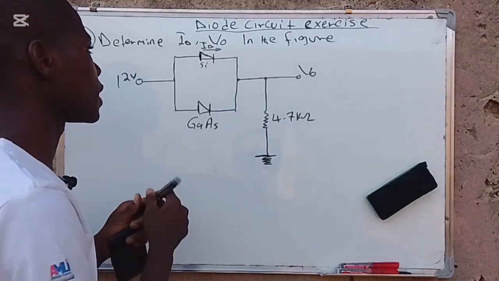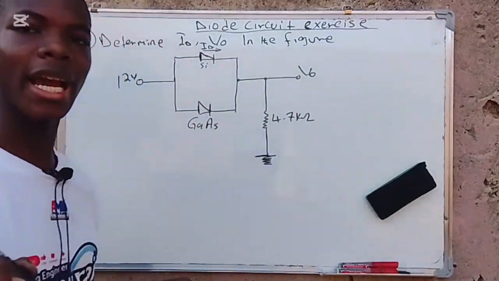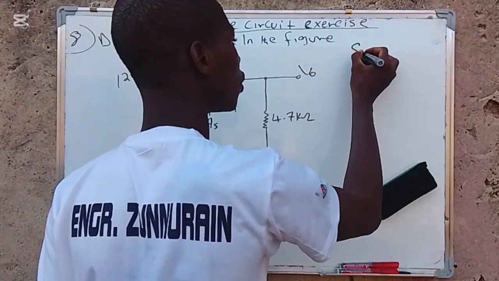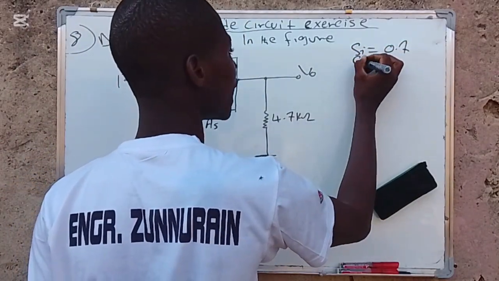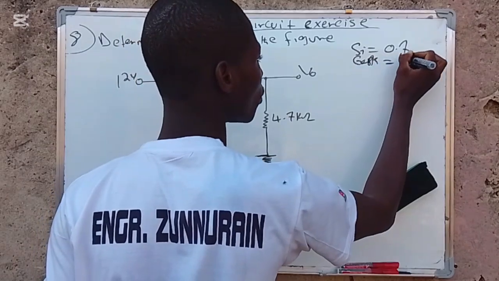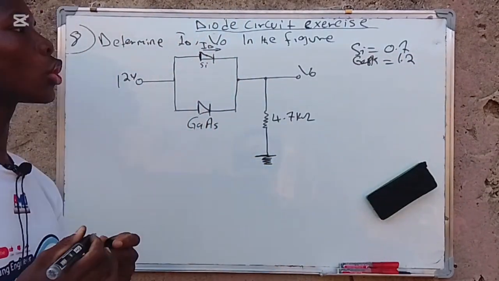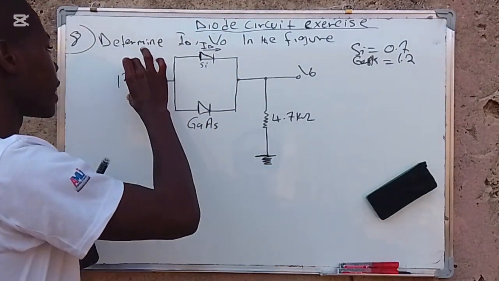You have to take a look at these two diodes, and first check whether they are on or off. The silicon diode is 0.7, and the gallium arsenide is 1.2. So you have to take a look at this circuit.